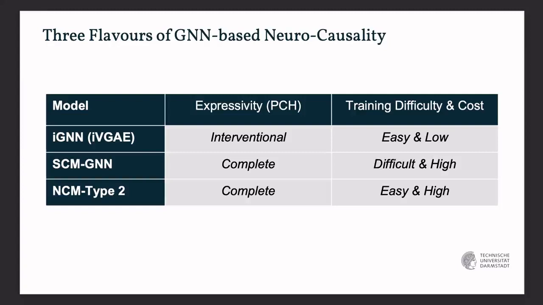And how is the training difficulty or cost? As you can easily see, only this top row, the interventional variational graph autoencoder, the IVGAE for short, cannot model the complete hierarchy. It models just the interventions, but it is a very tractable model in all regards. And so that was the model that we then picked and tried to investigate.